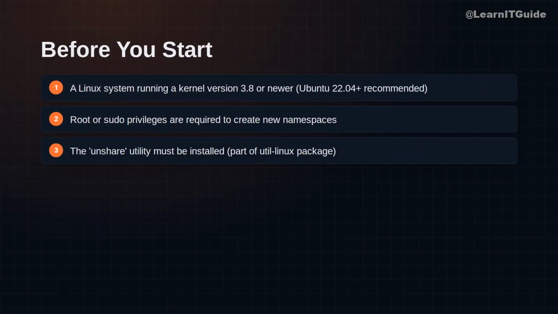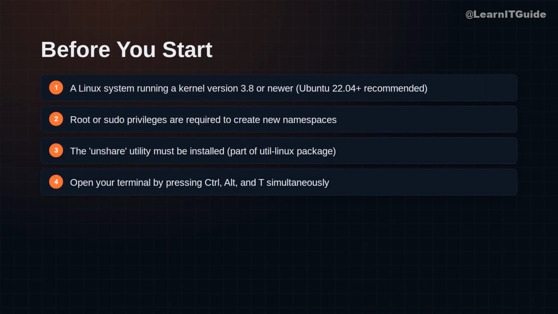Before we start, let us cover the requirements. You need a Linux system running kernel version 3.8 or newer, such as Ubuntu 22.04 or later. You must have root or sudo privileges, as creating new namespaces requires elevated permissions. You also need the Unshare utility, which is included in the util-linux package on almost every distribution. To open your terminal, press the Ctrl, Alt, and T keys at the same time. If you do not have Unshare installed, you can get it by running the Package Manager update and install commands for your distribution. Take a moment to review each point shown on screen.